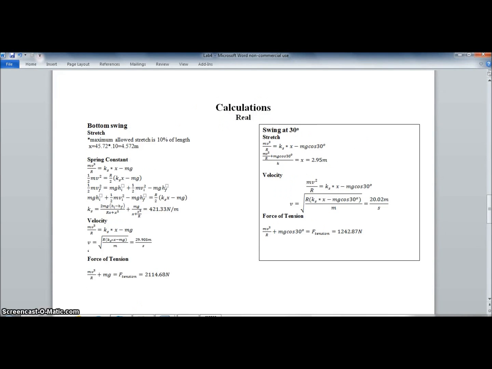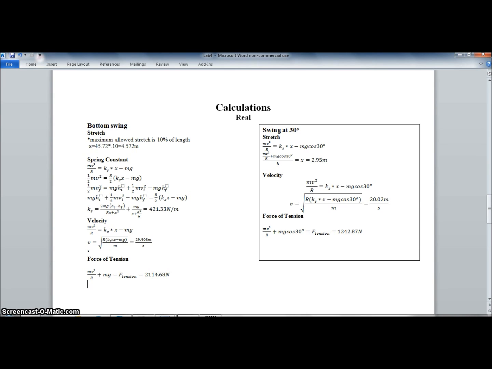To determine the spring constant, we need to set up two equations. The first using the idea that F net is equal to the force of the spring minus the force of gravity. Using this first equation, we can solve for the final kinetic energy. Leaving that equation alone, we can also use the energy principle to determine the final kinetic energy.